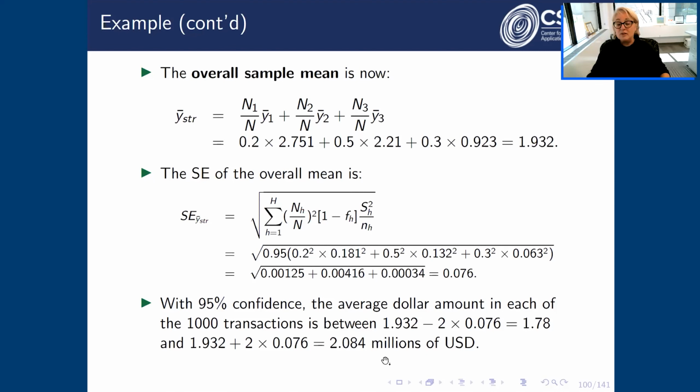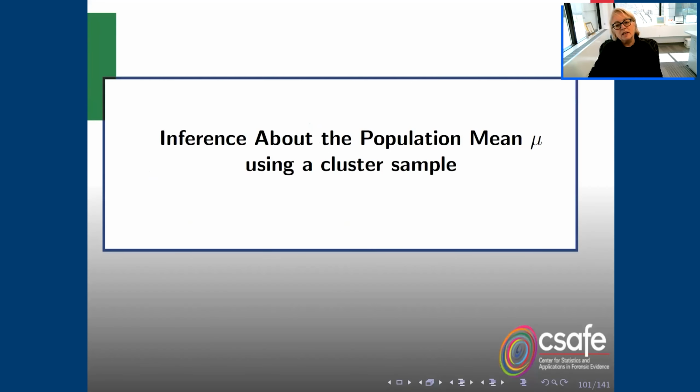And by the way, if I wanted to know the total amount of money involved in this operation, I would just have to take 1.932 and multiply by 1,000, because this is my best guess of the average amount, the dollar value amount, of each one of the transactions.